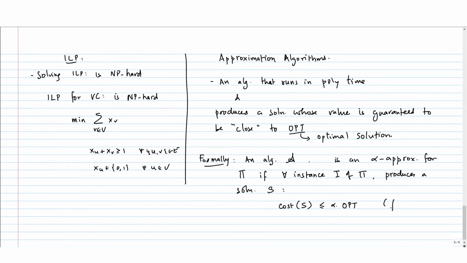So this is for minimization problems. For maximization problems, you would want that the cost of the solution is at least, let us say, 1 over alpha times the optimal solution. So at least half as large as the optimal solution. And for minimization problems, you want to say that it is no more than, let us say, 2 times or 3 times the optimal solution. But this quantity alpha need not be a constant. It could be a function of the size of the graph, right.